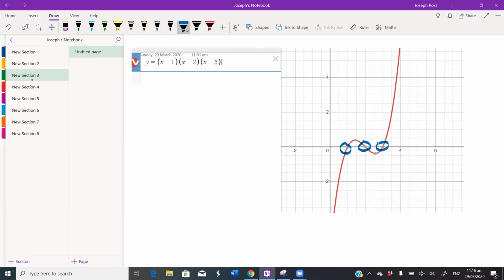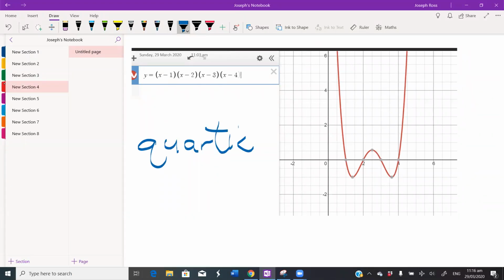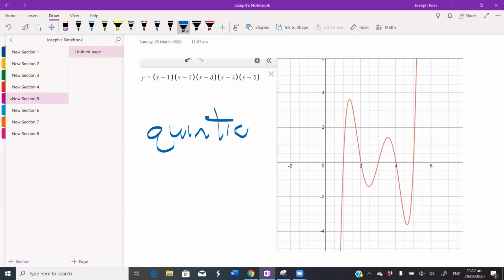Now, if we continue adding x-intercepts, we get more and more complicated looking graphs. So if we add in another x-intercept of 4, we get something that is called a quartic. If we expand out those brackets, we would get something with an x to the power of 4 there. And if we continue in the same vein, so we add a fifth x-intercept as well, we get a quintic. But we will not be worrying about quartics or quintics. We'll be worrying about parabolas and cubics.